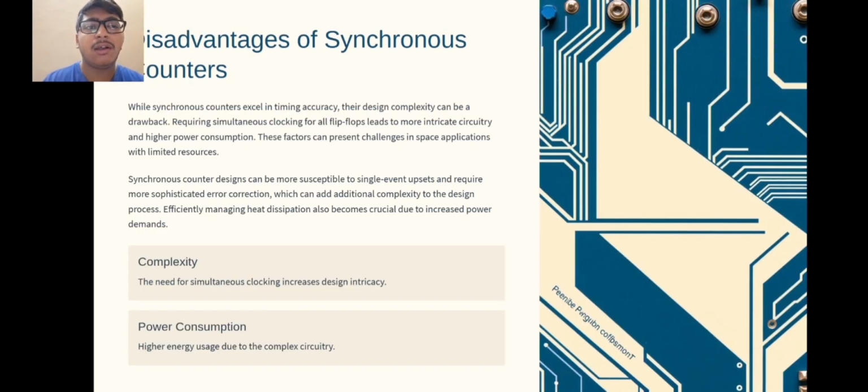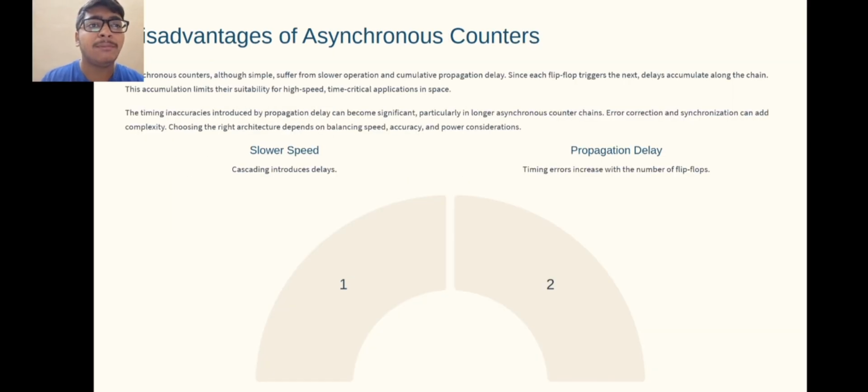Now the disadvantages. In the disadvantages, synchronous counters have high complexity and their power consumption is very high. Disadvantages of asynchronous counters are that they have very minimal speed, cascading interrupt delay, and propagation delay, in which the timing error increases with the number of flip-flops.